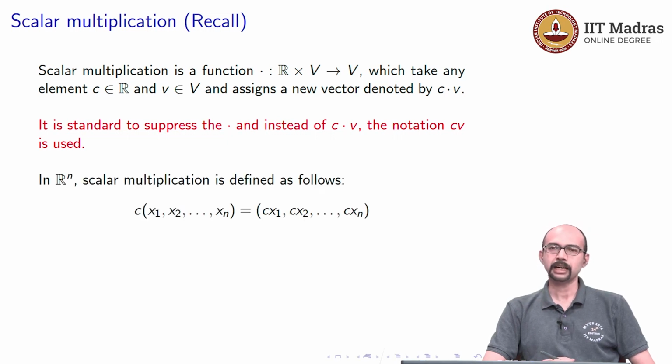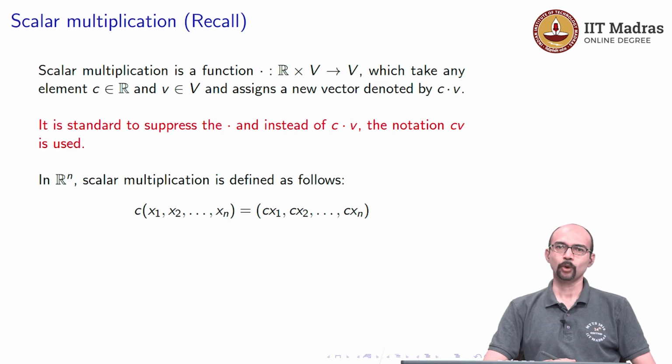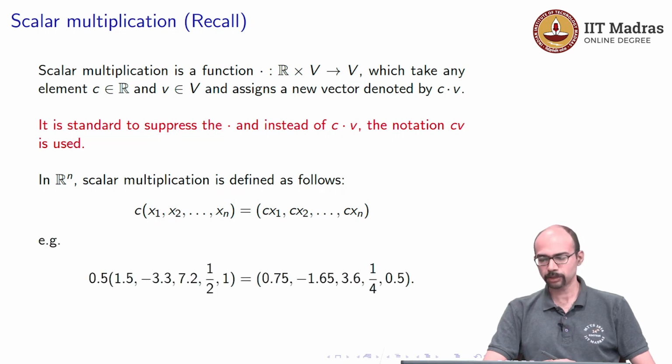In Rn scalar multiplication is coordinate wise again. So c times (x1, x2, ..., xn) is (c times x1, c times x2, ..., c times xn). Here's an example. If you do 0.5 times the vector (1.5, -3.3, 7.2, 1/2, 1), that gives me (0.75, -1.65, 3.6, 1/4, 0.5). Okay, fine.